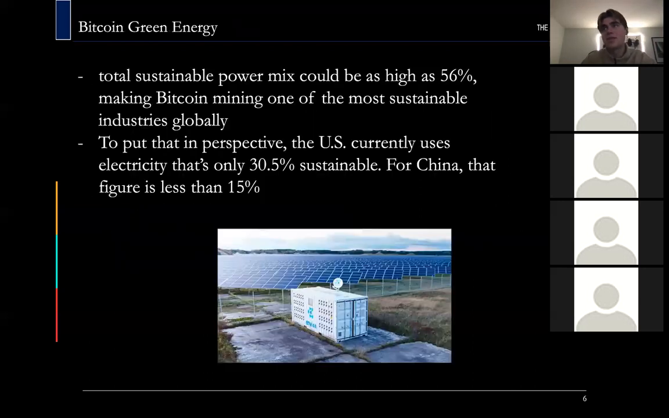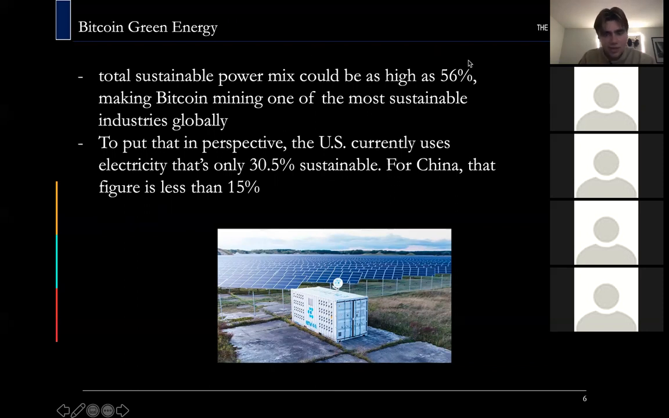But to build on that as well, not everything is as bad as what those stats seem. And there's been a lot of fake news out there that have been debunked by Bitcoin hardos. So, for example, okay, Bitcoin green energy. Total sustainable power mix could be as high as 56%, making Bitcoin mining one of the most sustainable industries globally. So what this means is that every single country tracks where their energy comes from. So for example, the US uses 30.5% sustainable energy.